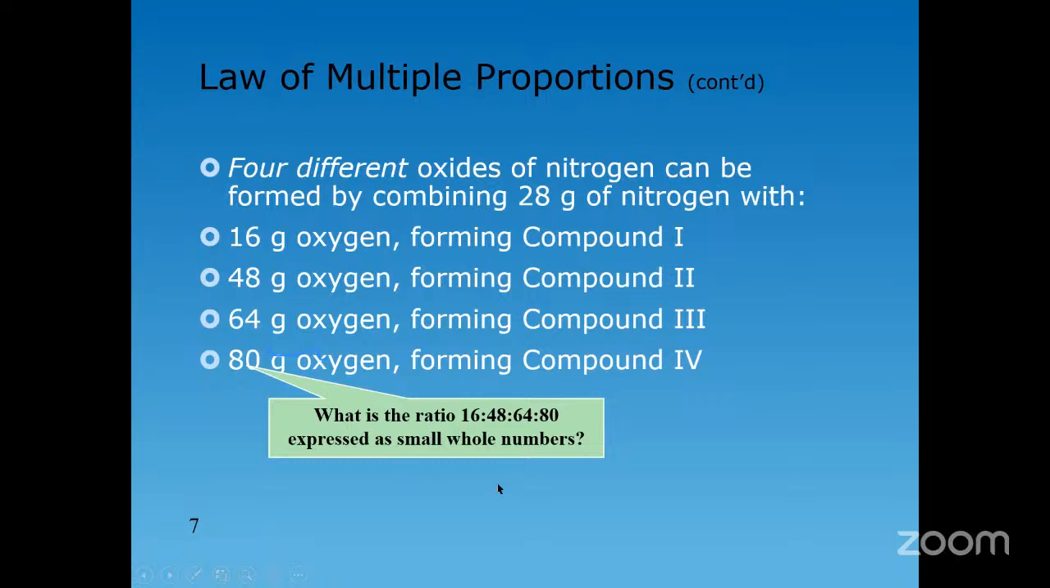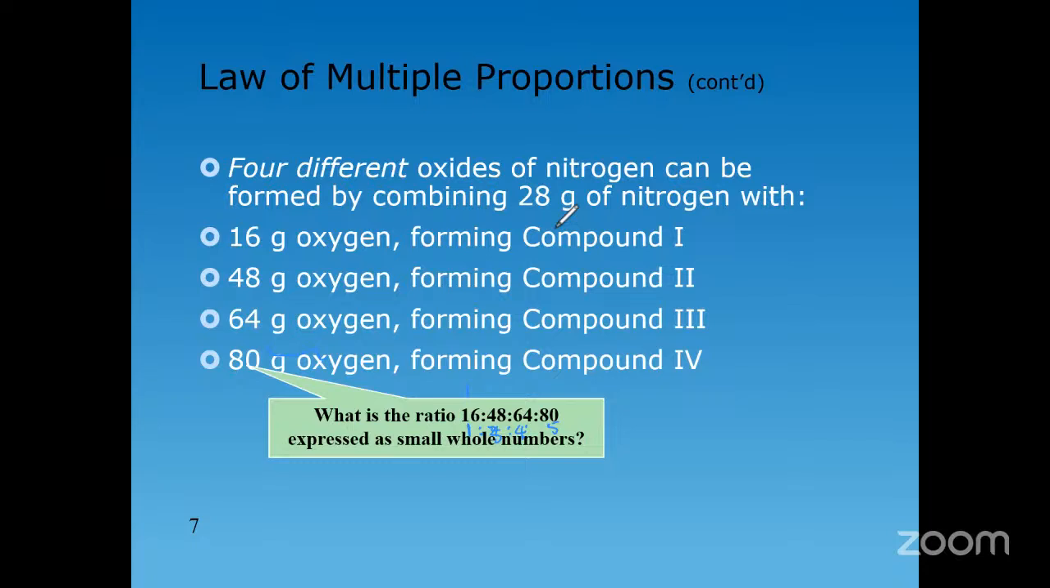All you have to do is divide right through by 16, and you're going to get the ratio being 1. Oops. Maybe you can't see here. 1 to 3 to 4 to 5, sorry, I misspoke earlier. So 1 to 3 to 4 to 5, that's the ratio of the masses of oxygen that will combine with the same mass of nitrogen, 28 grams, to give different compounds.